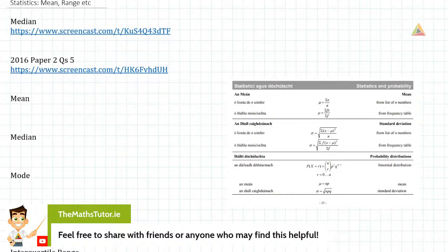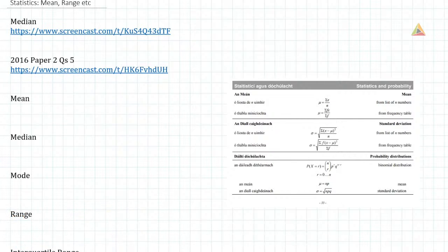So today we're going to start looking at mean, median, mode, range and interquartile range. And the first thing to point out to you is that on page 33 of your tables, up here at the top we have our mean, and we're going to see two different formulas from a list of numbers and from a frequency table.